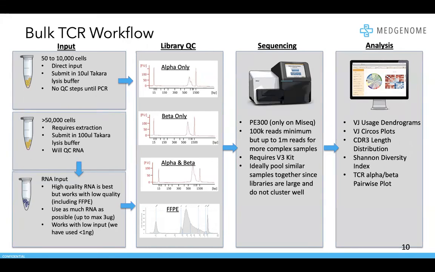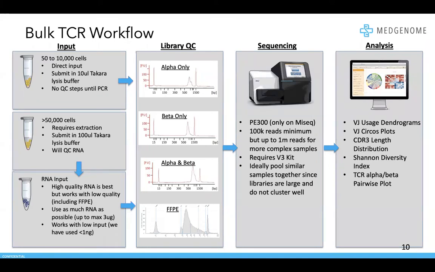The other thing is to use as much RNA as possible. And I have a figure showing this a little better in a few slides, but in a lot of projects you're limited on how many cells or how much RNA the client has. But if a client does have micrograms of RNA, it's always good to use as much as possible because you get the most diverse libraries that way.